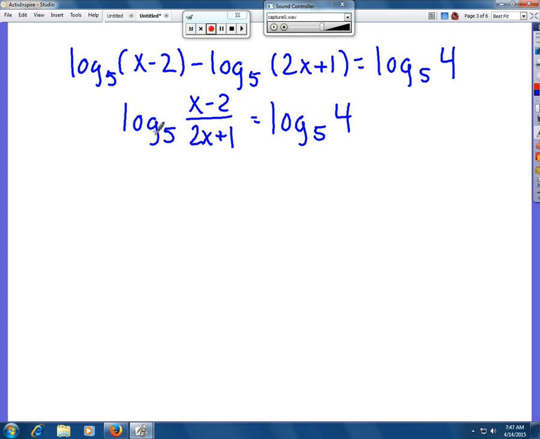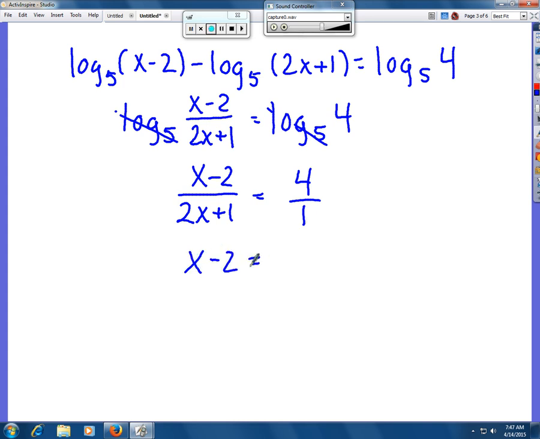And I have my form B because I have log equals log, so I can drop the logs and just write x minus 2 over 2x plus 1 equals 4. And I can use cross multiplication to solve this. If I put a 1 down here, x minus 2 times 1 is just x minus 2 equals 4 times 2x plus 1. Don't forget to multiply the 4 by both terms in this binomial. So 4 times 2x is 8x, and 4 times 1 is 4. And then I can just solve for x.